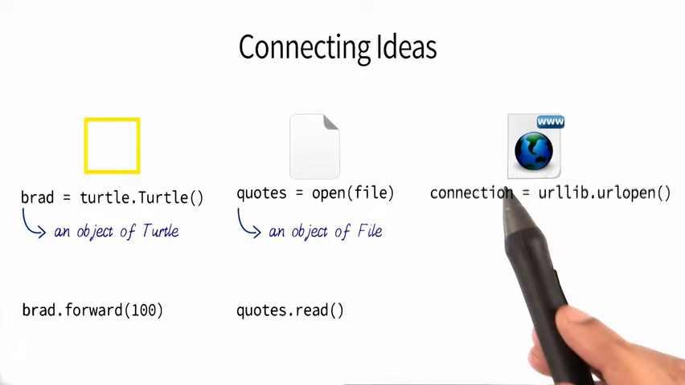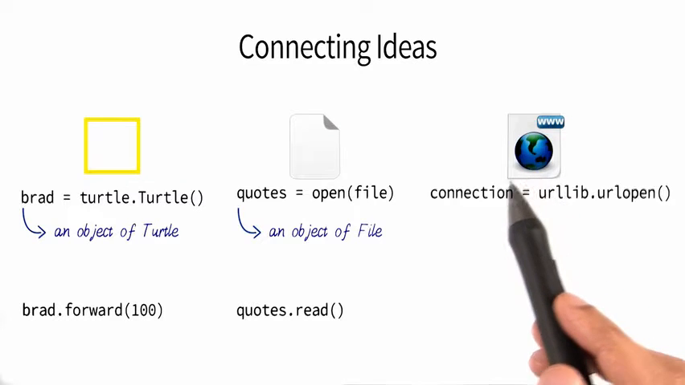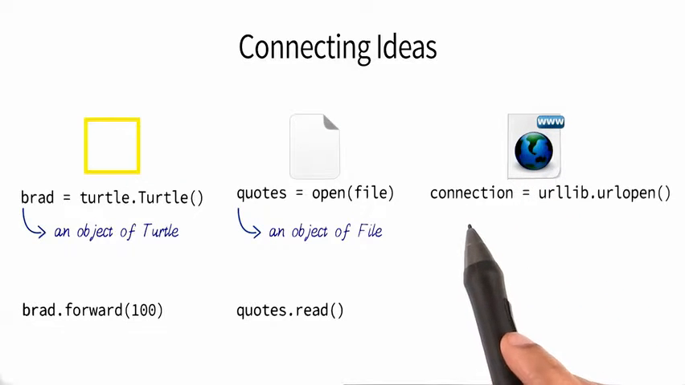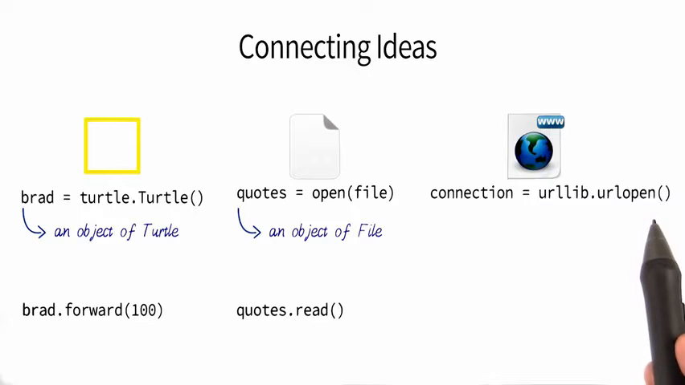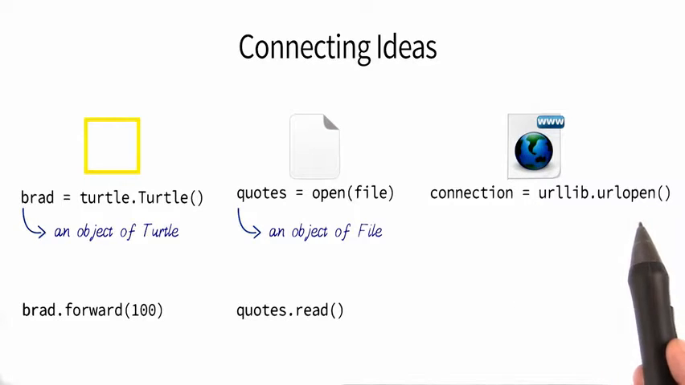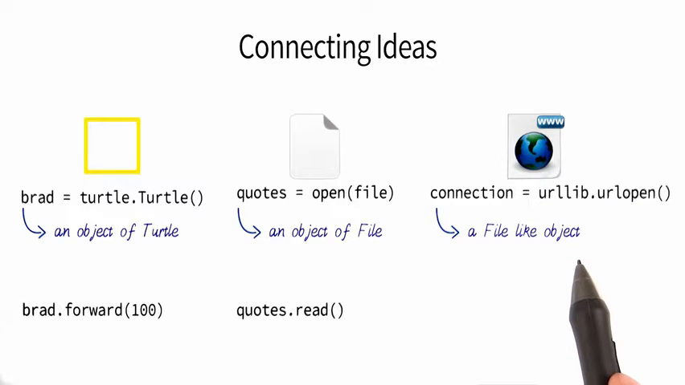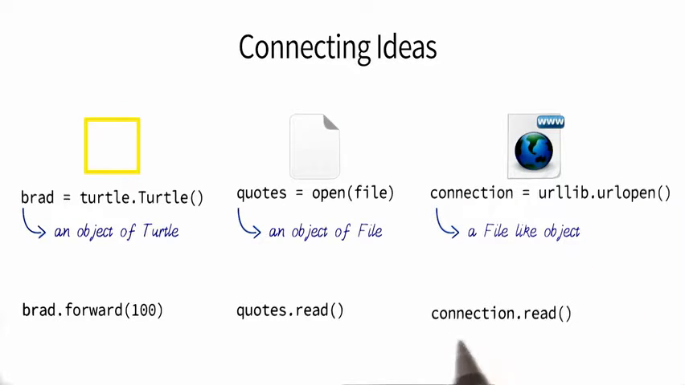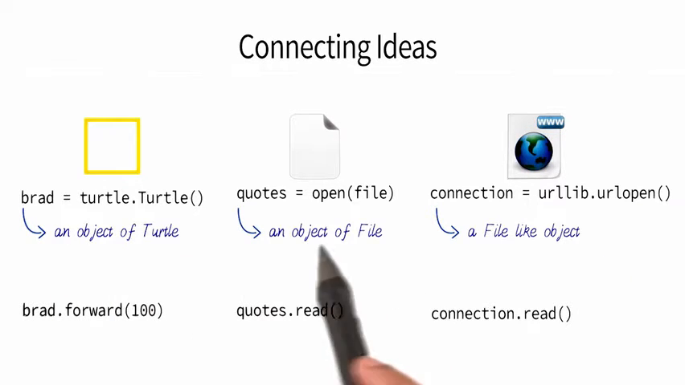And when we wanted to access a website on the internet, we wrote a piece of code that said connection is equal to urllib.urlopen. Now this piece of code also returned a file-like object or instance, and we could then do things with that instance like connection.read. In all three of these examples, we created instances or objects, and then we used those objects.